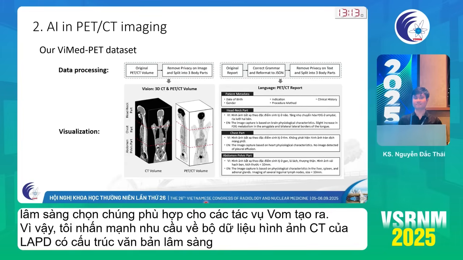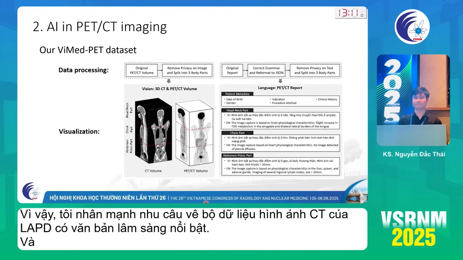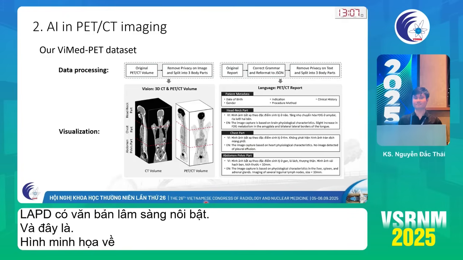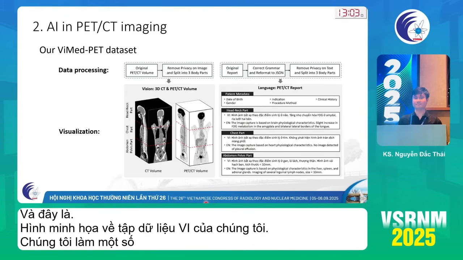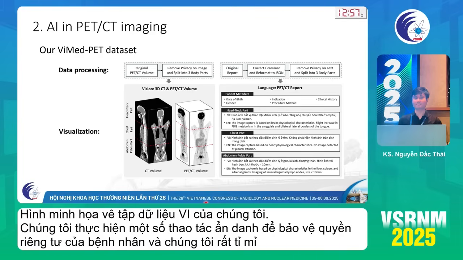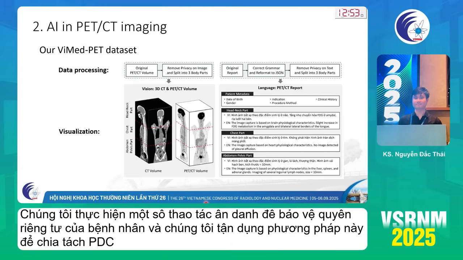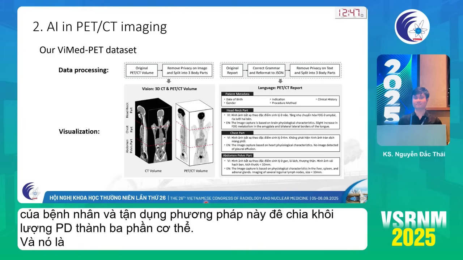And here is an illustration of our ViMed-PET dataset. We de-identify the data for patient privacy, and we leverage an approach to split the PET-CT volume into three body parts. Each PET-CT volume is aligned with the corresponding PET-CT report.